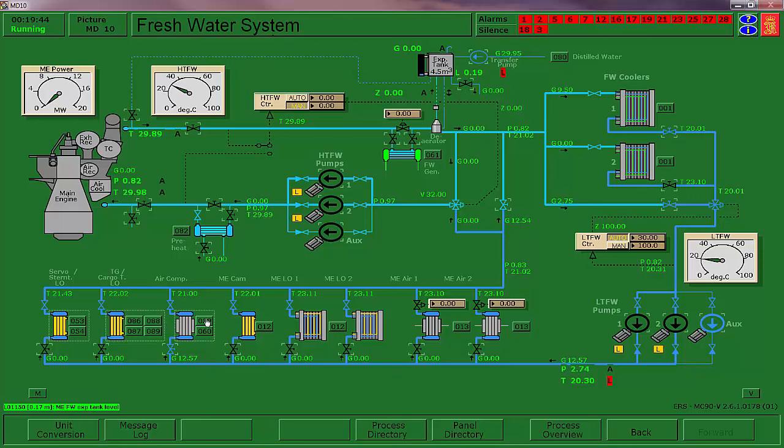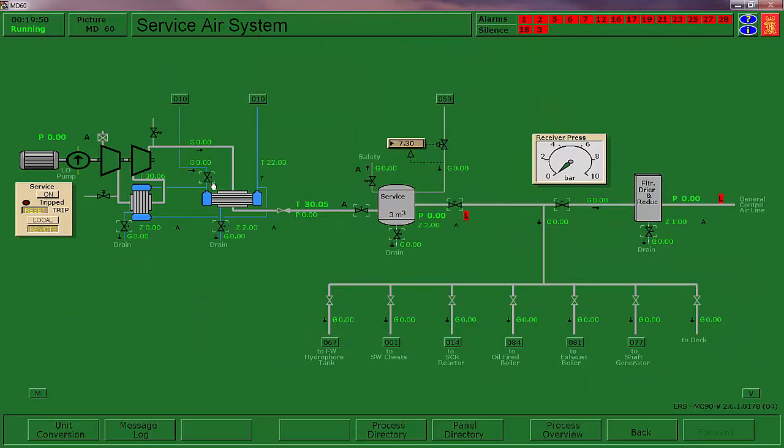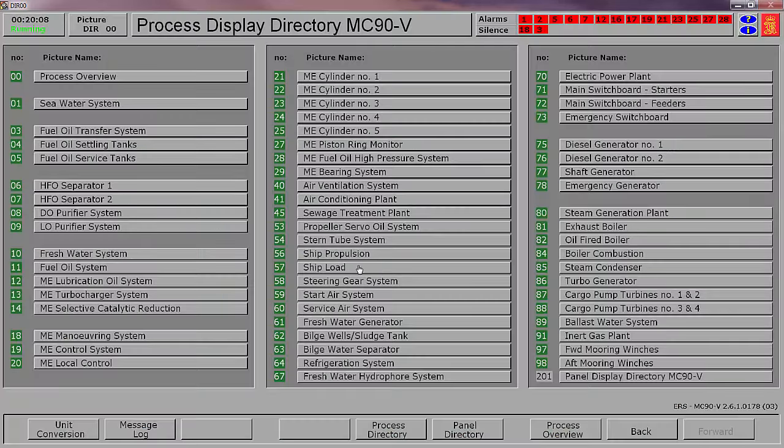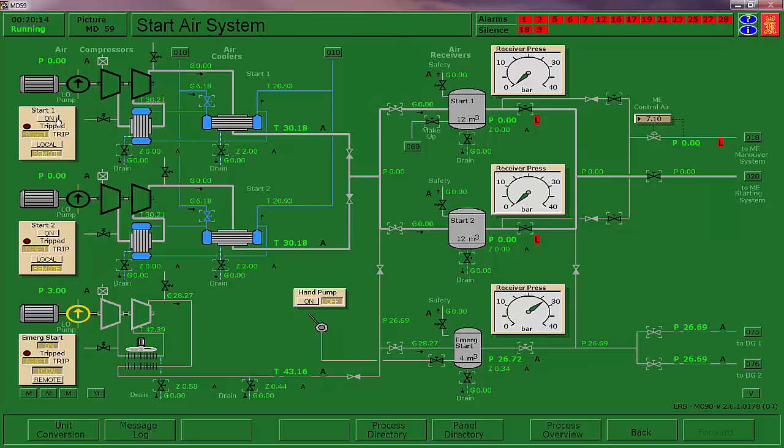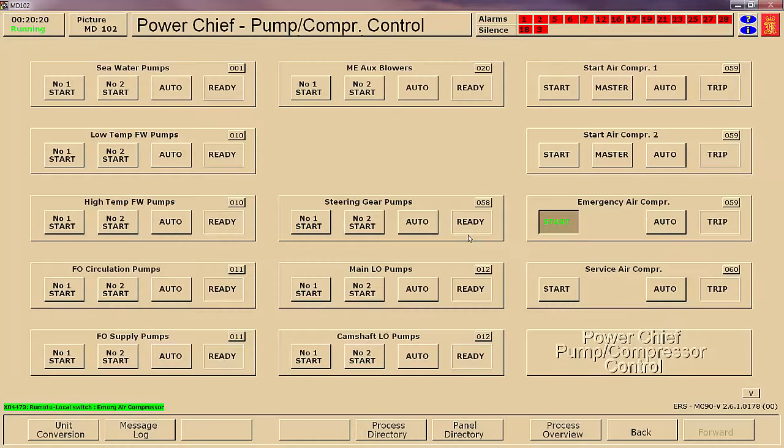And now I'm going to start putting on my compressors. I'm going to start with the service air, line up the water, its discharge into this service air tank, its outlet. This is going to your control air, and this goes to each of the service air loads. I'm going to have it in remote. Then I'm going to go up to the start air system, and I'm going to make sure everybody's in remote. And then we're going to go to panel directory, pump compressor control. Master is the lead. This is lead lag. Go ahead and put all of our compressors in auto.